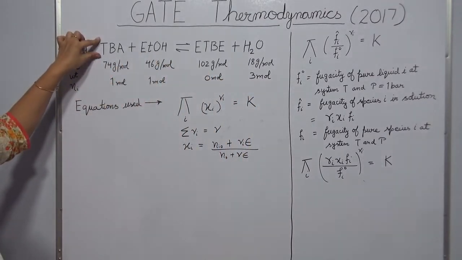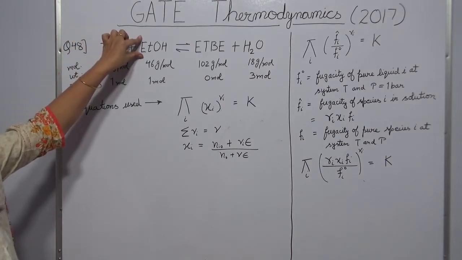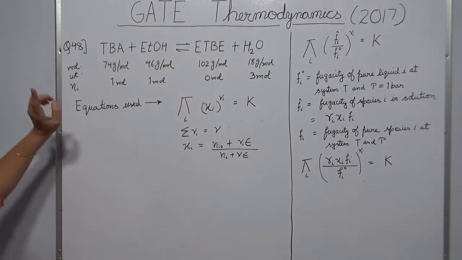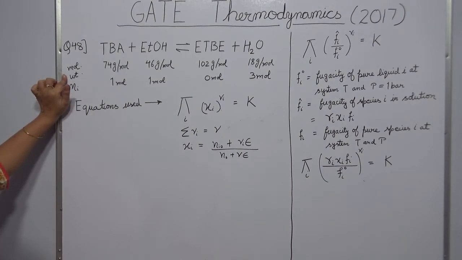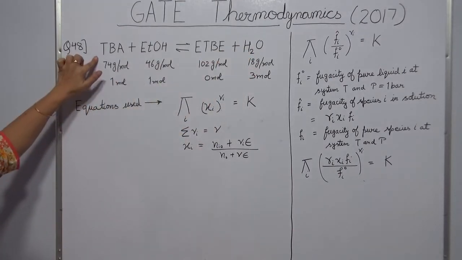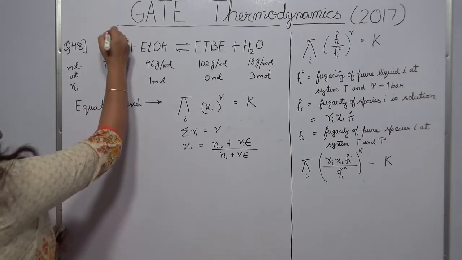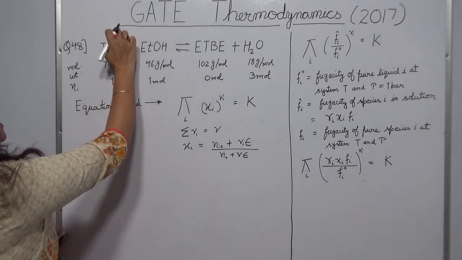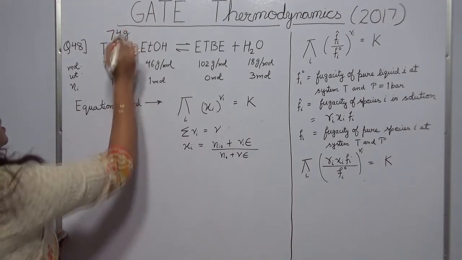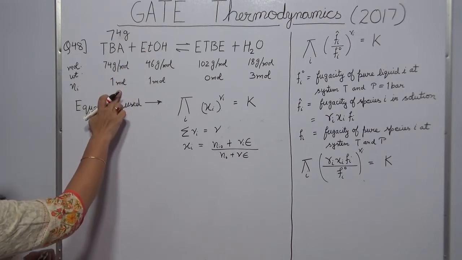So what you have is tertiary butyl alcohol, tert-butyl alcohol. It is reacting with ethanol to give you ethyl tert-butyl ether plus water. Further information they have given is the molecular weights of these compounds. To start with, they say that you have tert-butyl alcohol. How much are you using? 74 grams. Since the molecular weight is 74 gram per mole, the initial number of moles is 1 mole.